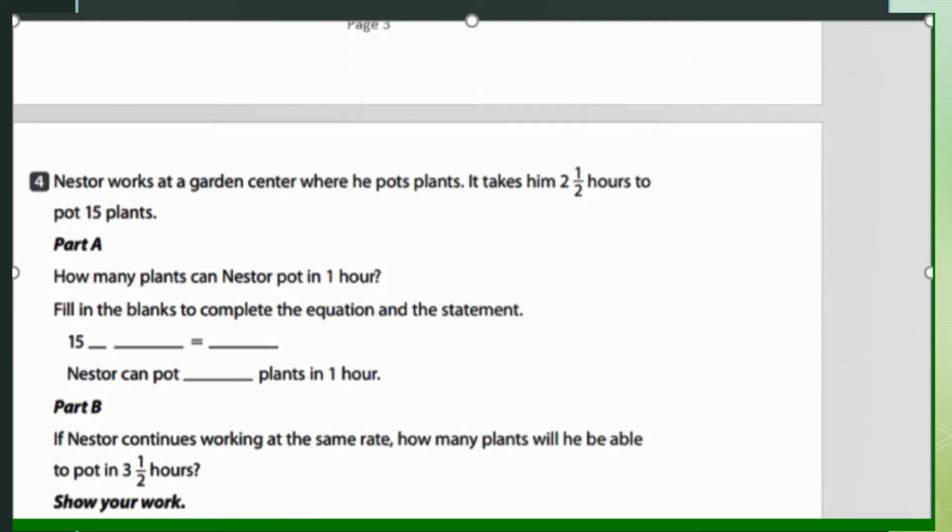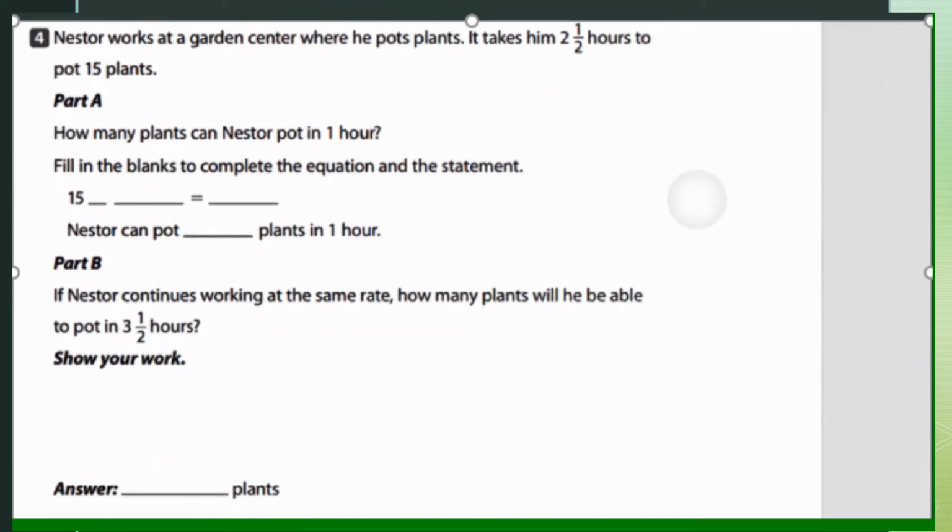All right, question number 4. Nestor works at a garden center where he plots plants. It takes him 2.5 hours to plot 15 plants. Part A. You have a part A, that means there's part B. How many plants can Nestor plot in 1 hour? That sounds like a unit rate, 1 hour. That means I need 1 hour in the denominator.